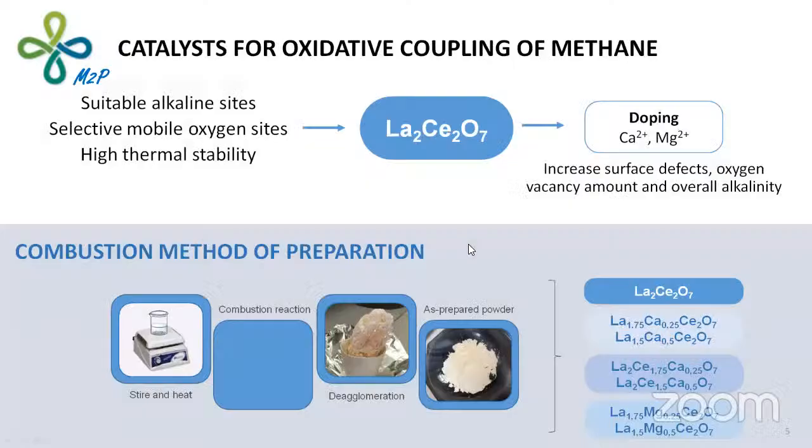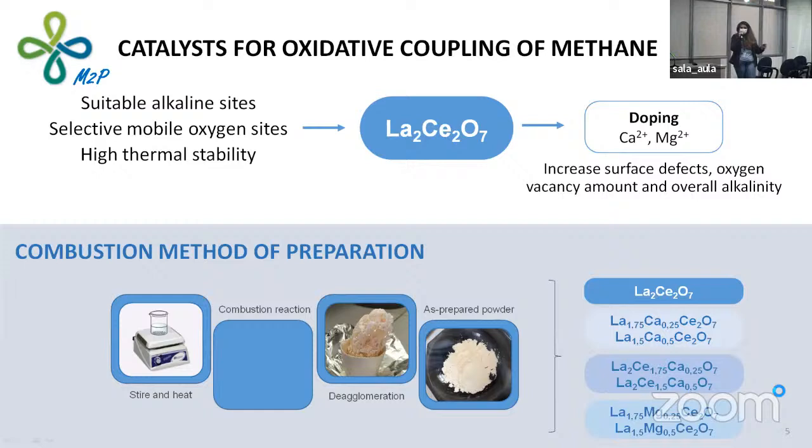Okay, so let's go back. The gel formed in this step was taken to a muffle at 500 degrees to start the combustion reaction, as you can see here. And after, the material obtained was deagglomerated using an agate mortar, and the powders obtained were characterized.